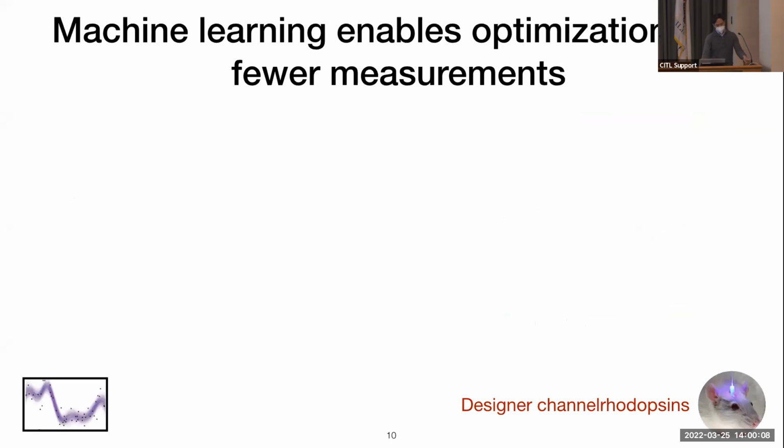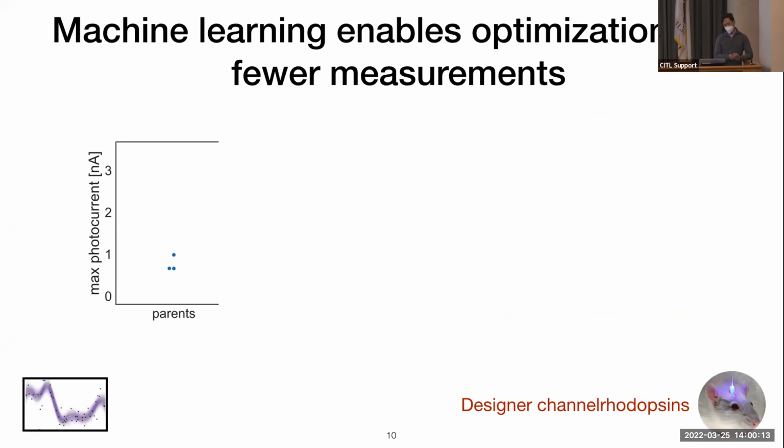And we're going to optimize this using machine learning. So we start with not one or two, but 3 parents. And here I'm showing max photocurrent, which is, we flash them with different wavelengths of light and see what the photocurrent is at the most activating wavelength. And the 3 parents are all around 1 nanoamp. They were chosen because one of them had a structure, one of them had great currents, and one was blue shifted and one was red shifted in their activation wavelength.